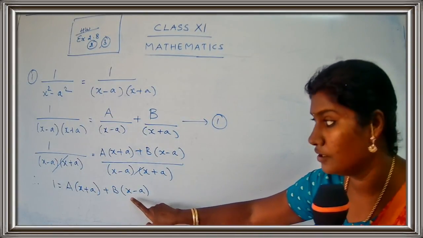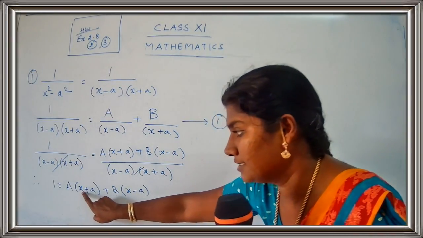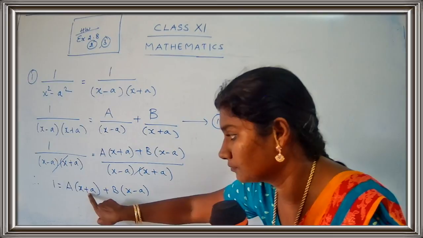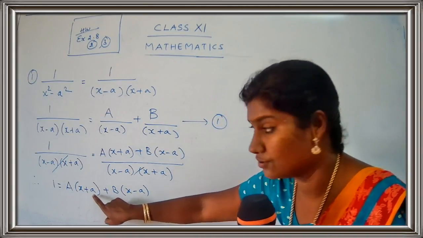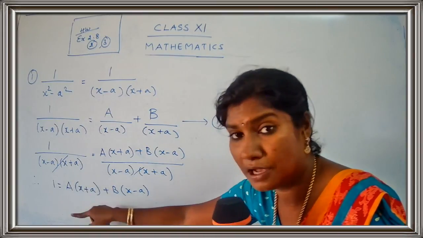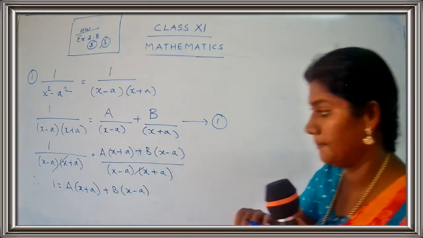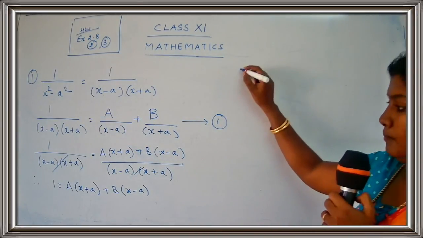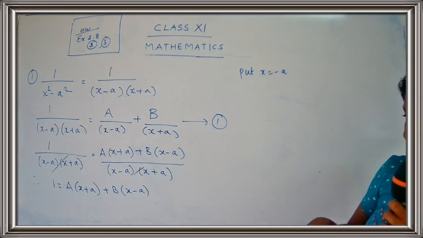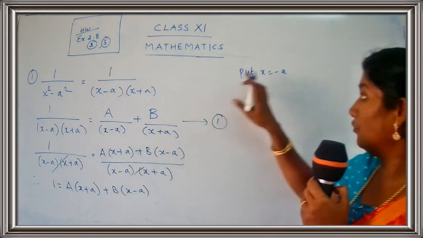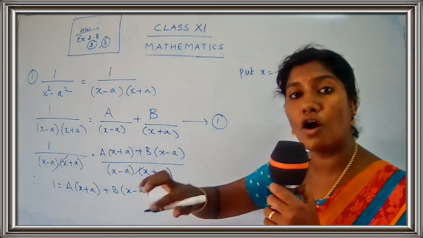Are you getting my point? So what are we going to do? You have to just see the x value. What is the factor with x here? X is with plus a. So how can I eliminate this term? How can I remove this term? If I take x is equal to minus a. So write down here, put x is equal to minus a. Wherever you have x, you have to put minus a. From where I am getting minus a, I have to just take the opposite sign.